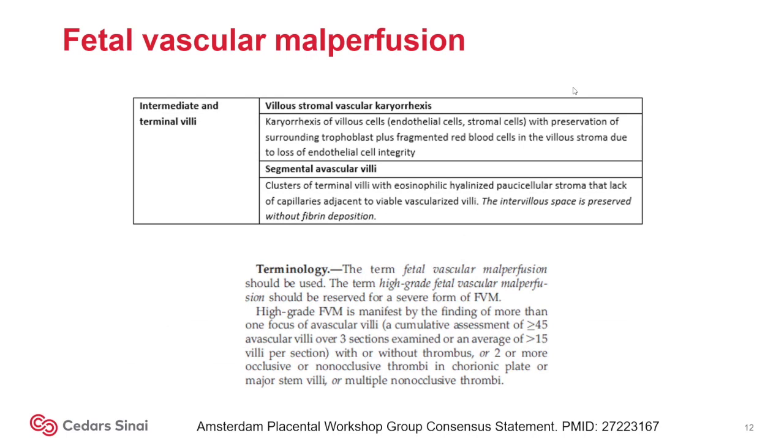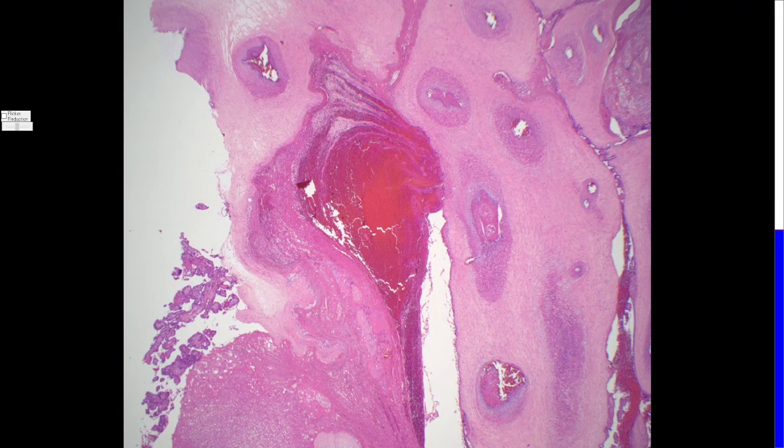The parenchyma has two main patterns that we see in intermediate and terminal villi. One is villous stromal-vascular karyorrhexis, and the other is segmental avascular villi. And I'll be showing those on these slides. Now, there is a grading system for fetal vascular malperfusion, and I have copied the paragraph here from the Amsterdam criteria paper, which I totally recommend. If you do placental pathology, you should definitely read and be familiar with this paper. Now let's review some slides.